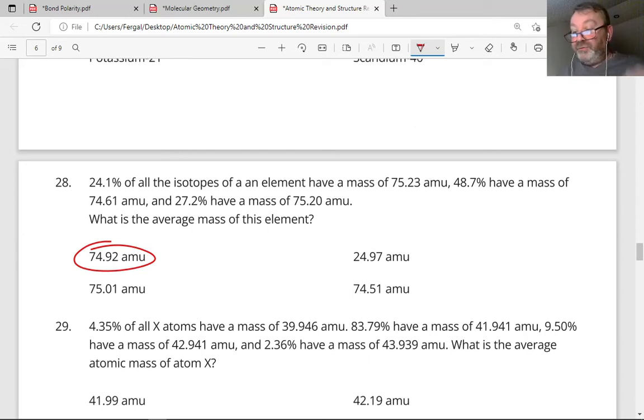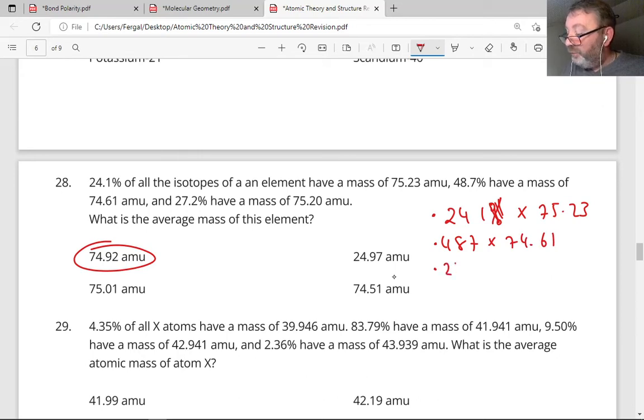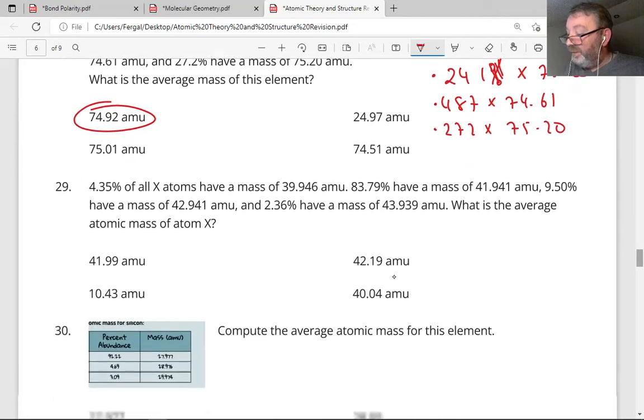So the way to do it is you multiply the mass by the abundance. Now the abundance is always given in a percentage. So you have to remember, if it's given to you as a percentage, so 24.1% multiplied by 75.23, I would put that into the calculator, not with the percentage symbol, but I would move the decimal point, and I'd multiply 0.241 by 75.23. Then you do 0.487 multiplied by 74.61, and lastly 0.272 by 75.20. Okay, and then you just add them together and you get your answer.